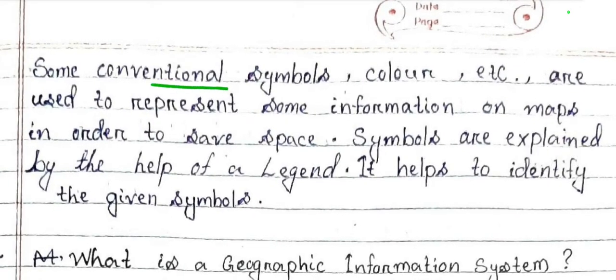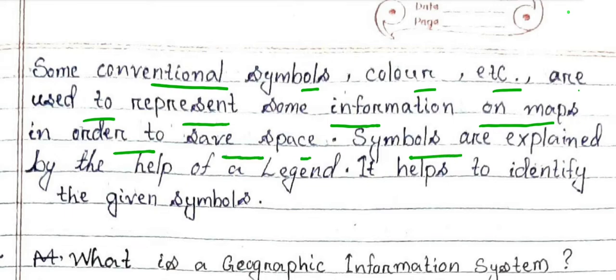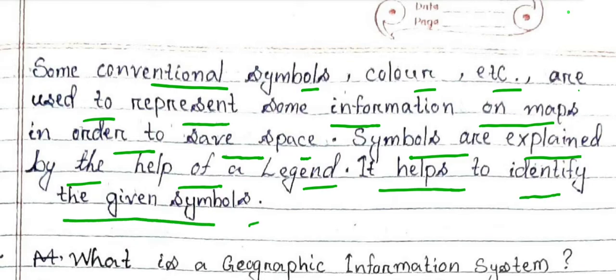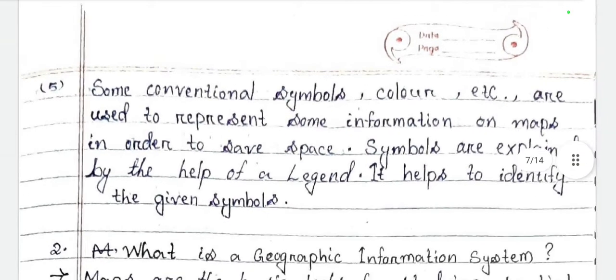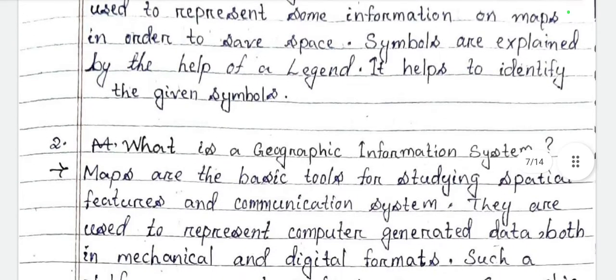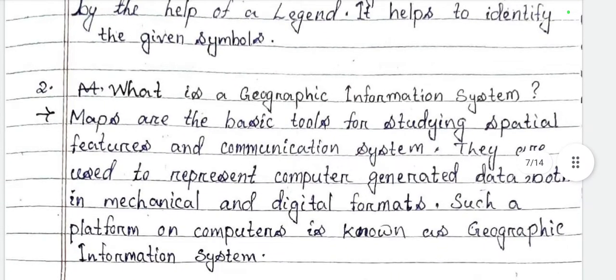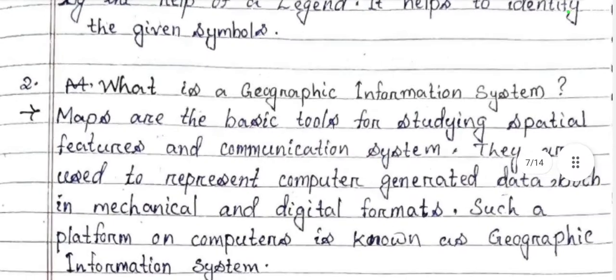So some conventional symbols, colors, etc. are used to represent some information on maps in order to save space. Symbols are explained by the help of a legend. It helps to identify the given symbols. This is your point 5, not question number 5. This is your point 5 and this is your question number 2.